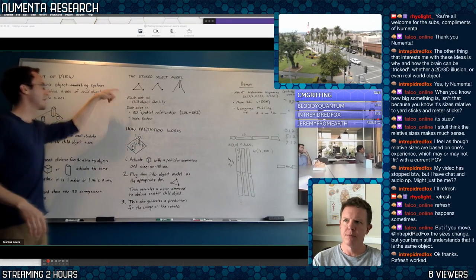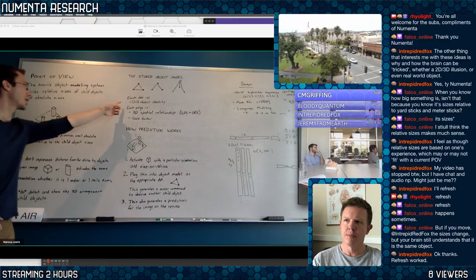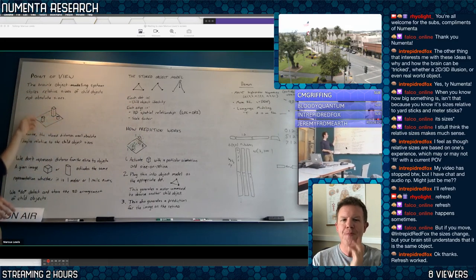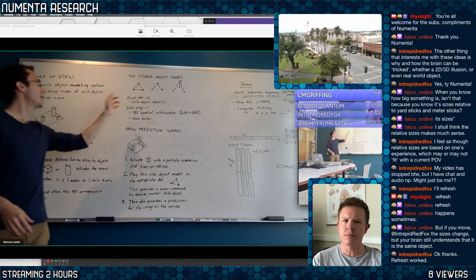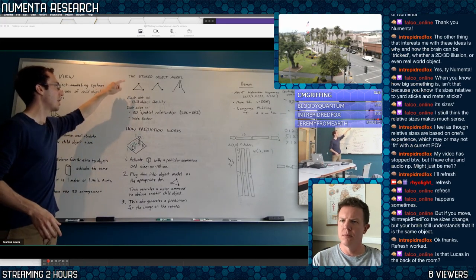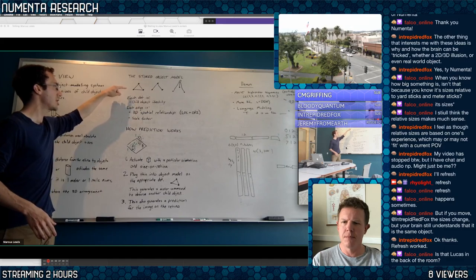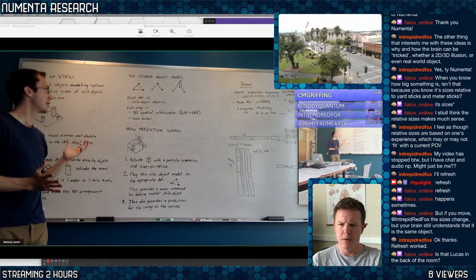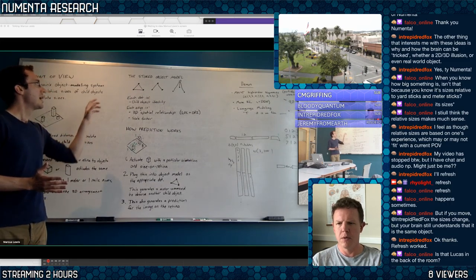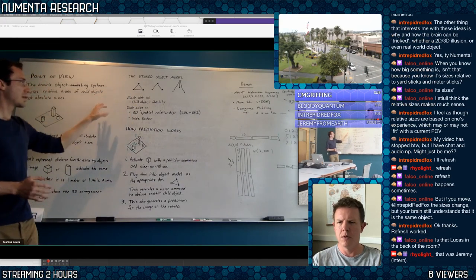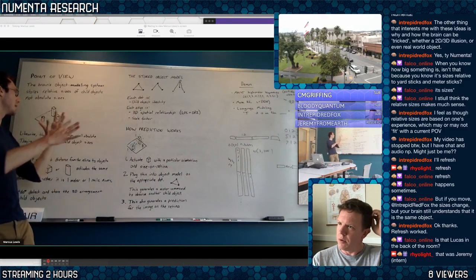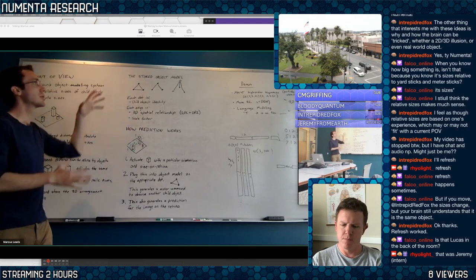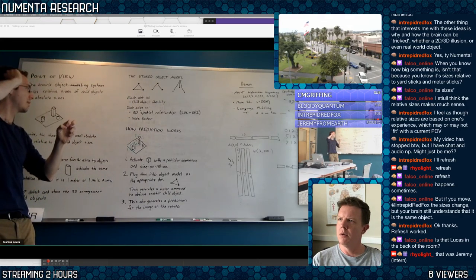So each of these dots is: what is the child object? Is it this tall prism, a medium prism, a cylinder? And that's really all that is represented for each dot. Nothing about an absolute size of any kind. Each of these edges is: what is the spatial relationship between these two components? And it's also: what is the relative size between them?